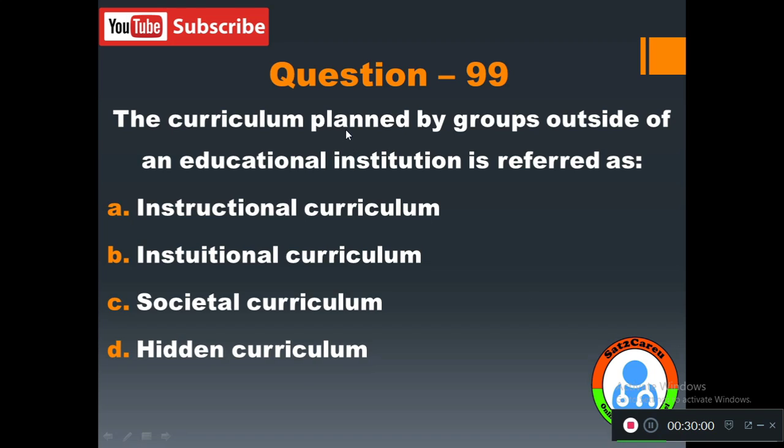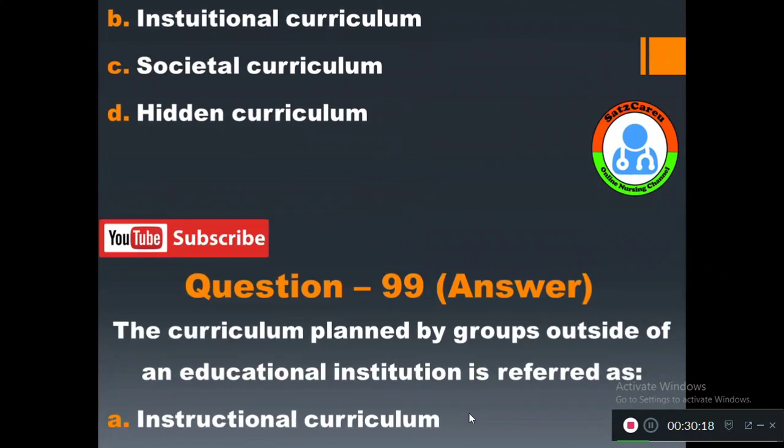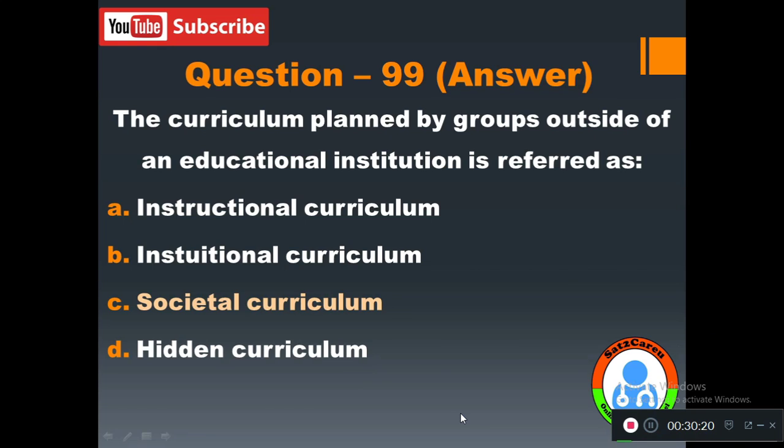The curriculum planned by groups outside an educational institution is referred to as: option A, instructional curriculum; B, institutional curriculum; C, societal curriculum; and D, hidden curriculum. The curriculum planned by groups outside the educational institution is called societal curriculum.